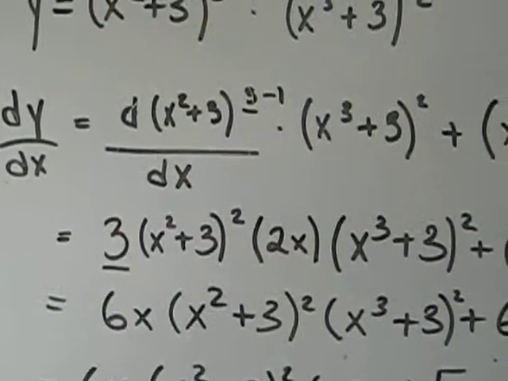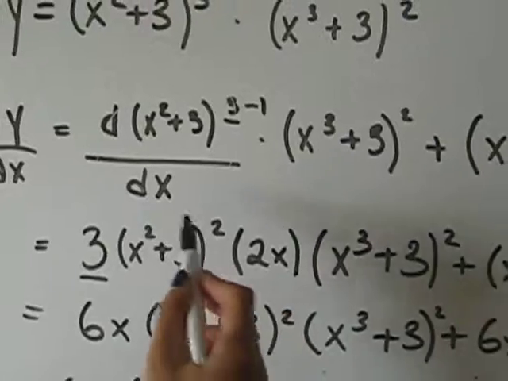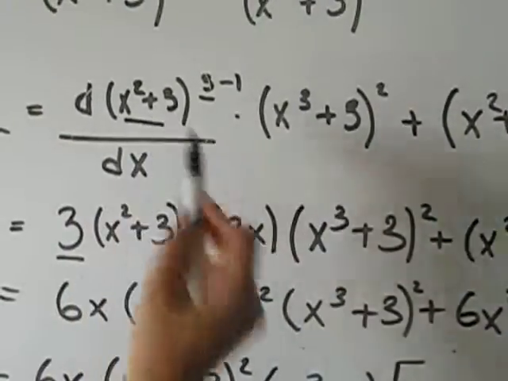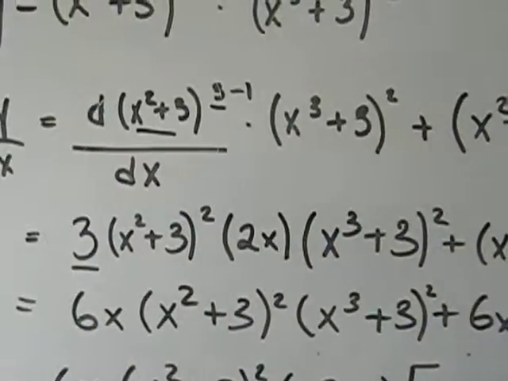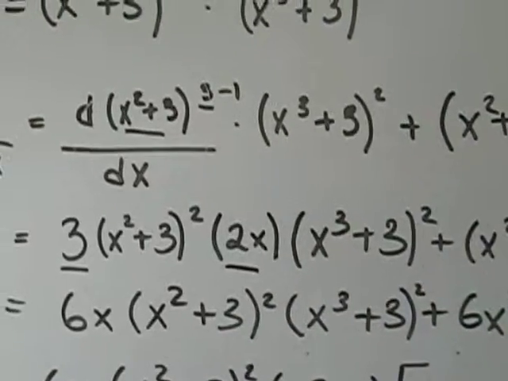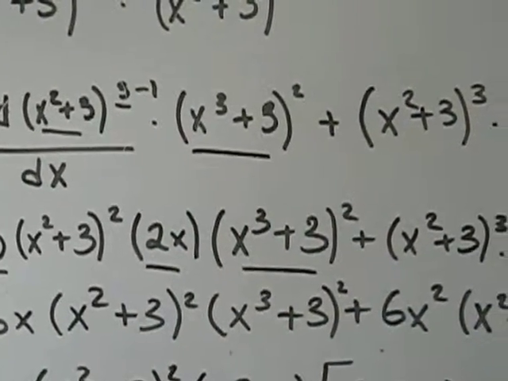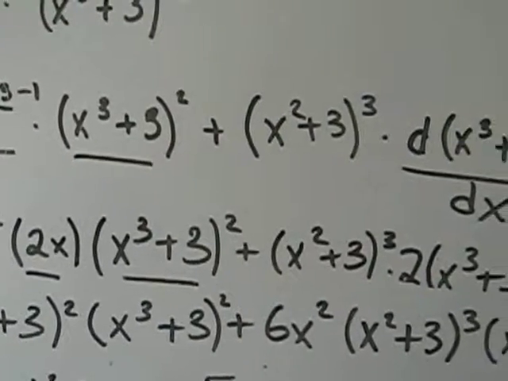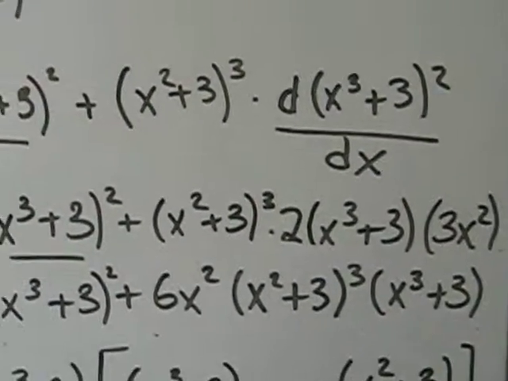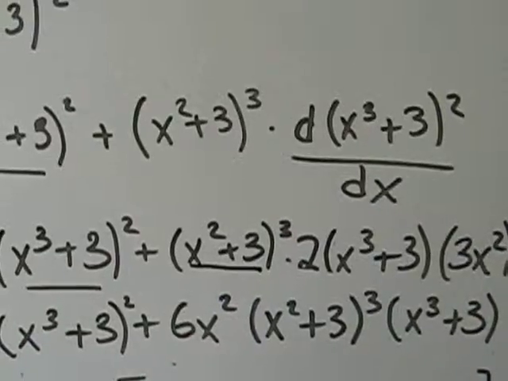Then, because it's called the chain rule, after you derive the outside, you have to derive the inside. So the derivative of x squared plus 3 would be 2x. The next part remains unchanged, so you keep it like that. And then you would have the first unchanged, so you keep it like that.